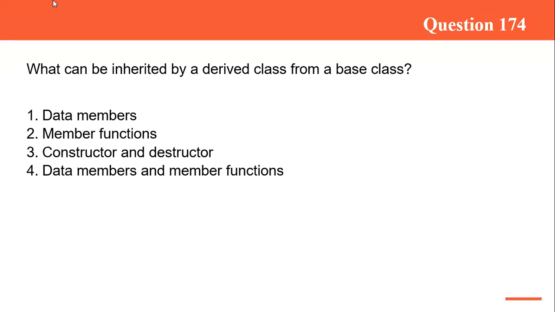What can be inherited by a derived class from a base class? What access do you get? You get access for variables as well as functions. That means data members and member functions. We don't get access for the constructor and destructor. Constructors and destructors are specific to that class. We write the constructor and destructor in the current class itself always. We cannot write them in the subclass. We get access for data members and member functions. That only we will inherit. Data members means variables. Member functions means methods.